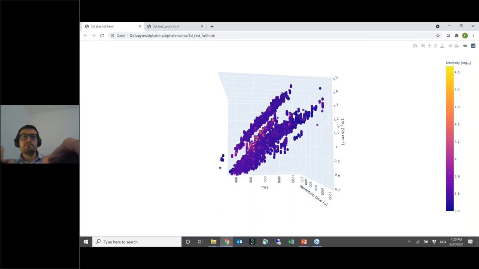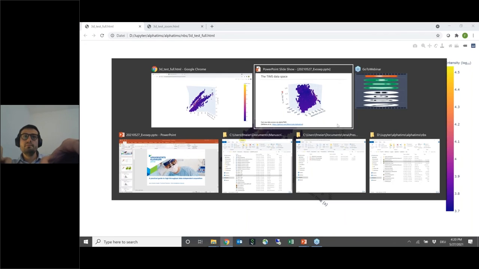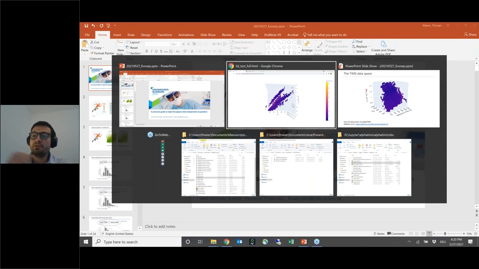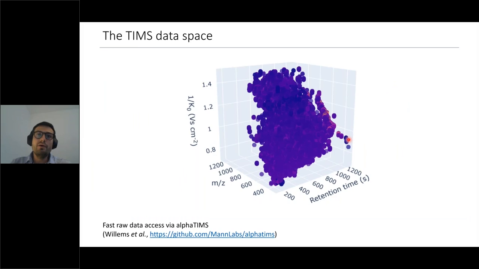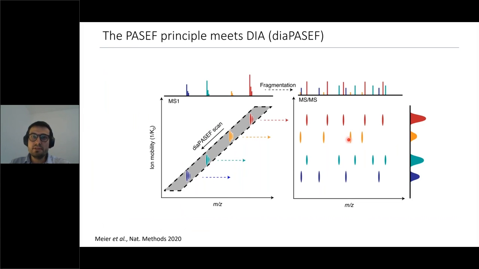And looking at this for long enough, we thought, okay, maybe that's a very cool feature that we could also use for data independent acquisition. And this was the whole idea behind the DIA passive methods that Nikolai already mentioned before.